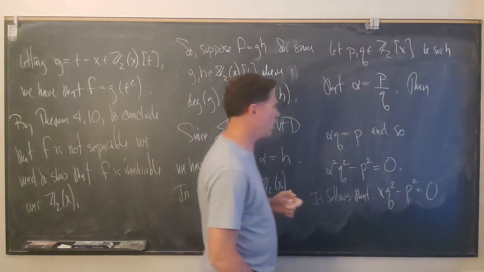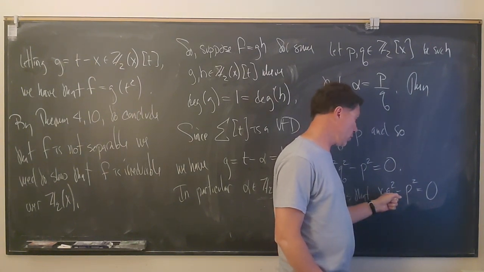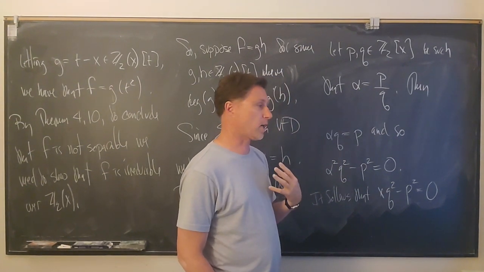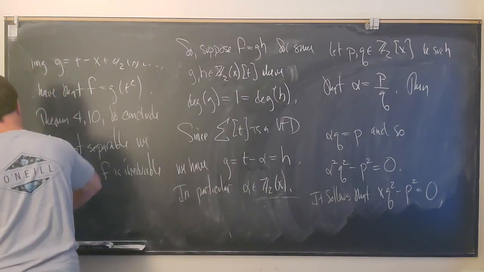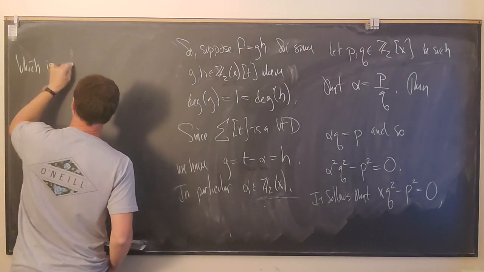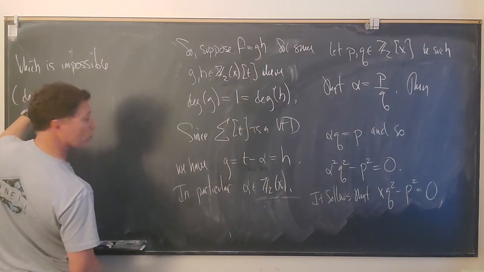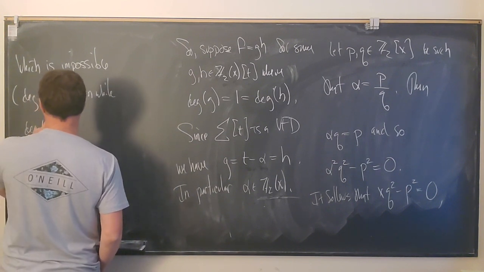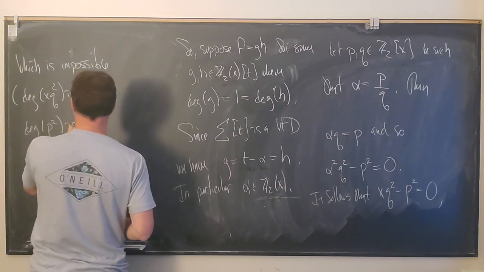Because whatever P is, P squared has even degree. Same with Q. Q squared also has even degree. But then X times Q squared has odd degree, while P squared has even degree. So if you subtract odd degree minus even degree, you're not getting the 0 polynomial, right? Which is impossible. And the reason is that the degree of X Q squared is odd, while the degree of P squared is even.